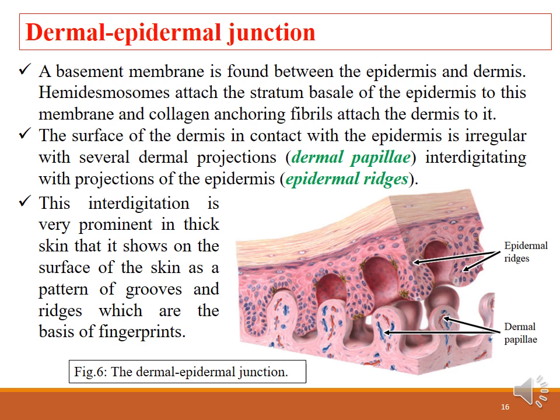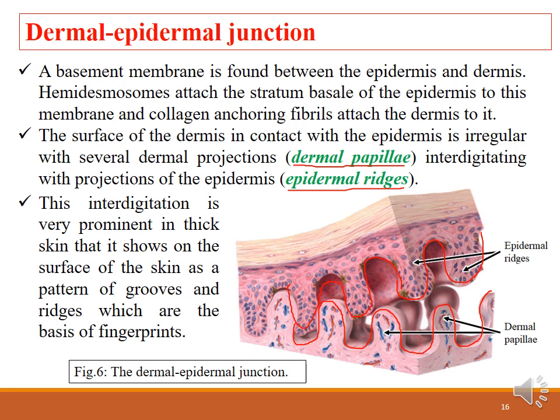Actually, the surface of the dermis in contact with the epidermis is not straight. It's irregular, as you can see here in this image. Notice how this is the dermis. It's not regular, but we have several projections. We have several dermal projections called dermal papillae. These dermal papillae interdigitate with downward projections from the epidermis. These downward projections from the epidermis are called the epidermal ridges.